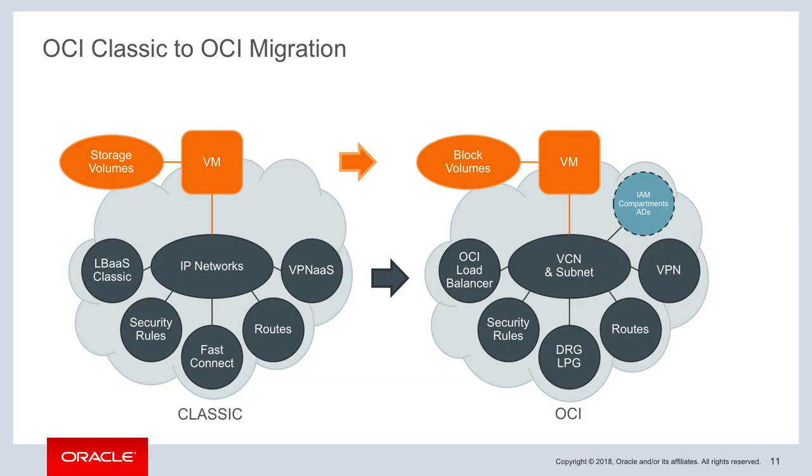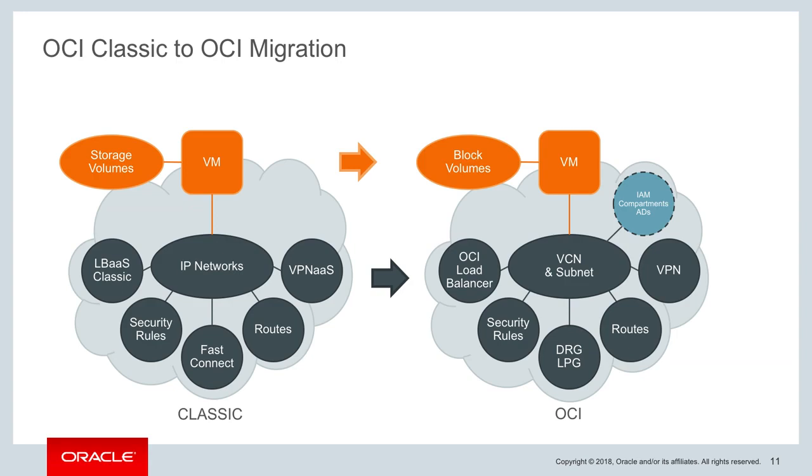Customers need to look at migrating IP networks, any load balancer services that they're currently running, security lists that map to the IP networks, any FastConnect services that they are currently using, along with routes belonging to the networks, and if any VPN services is being used, and then finally the data volumes along with the virtual machines which will have to be migrated over to corresponding objects in OCI.